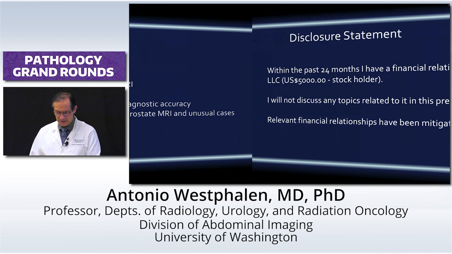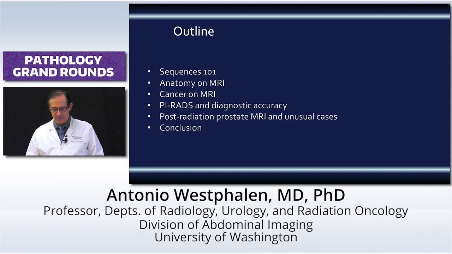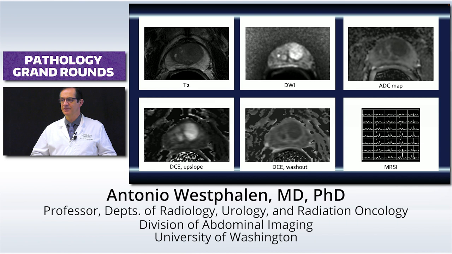This is the outline. We're going to talk very briefly about sequences. We're going to very briefly review anatomy, cancer on MRI, talk about PI-RADS and its diagnostic use and accuracy, a little bit of post-radiation, unusual case, and we'll conclude. It's a very extensive topic to cover in an hour, so I'll do my best here.